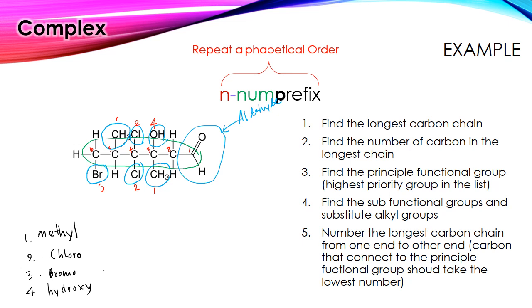Then let's arrange these 4 groups according to alphabetical order. The first priority goes to bromo because B comes first in the names. Chloro is C, therefore second, hydroxy is third, and methyl is fourth according to alphabetical order. Now start with bromo. How many bromo are there? Only 1 bromo group. Since it is single, you can add mono, or you can just put bromo.